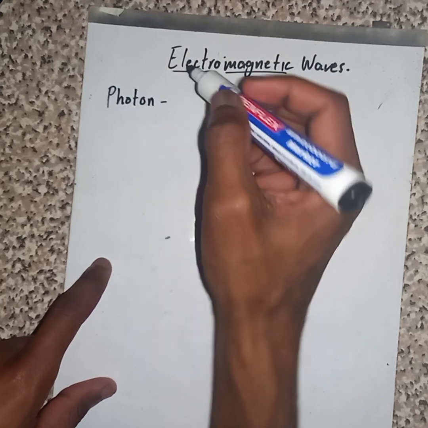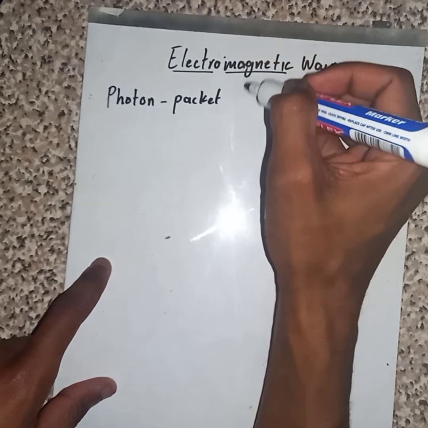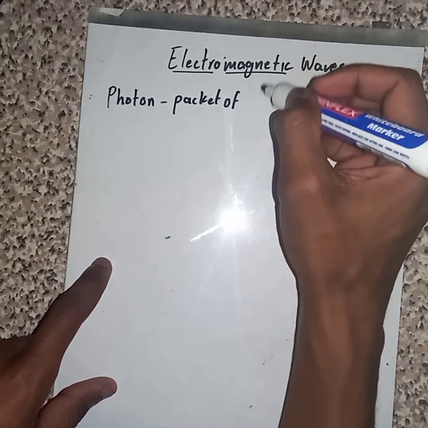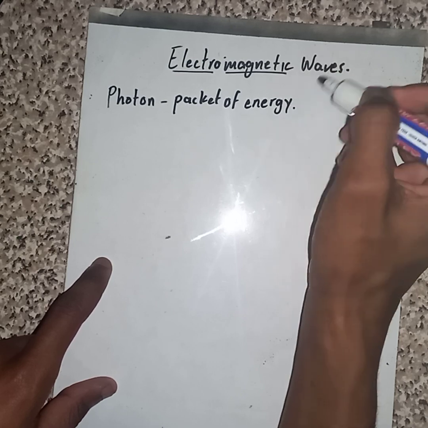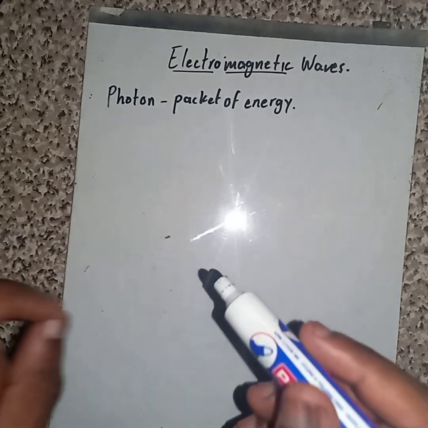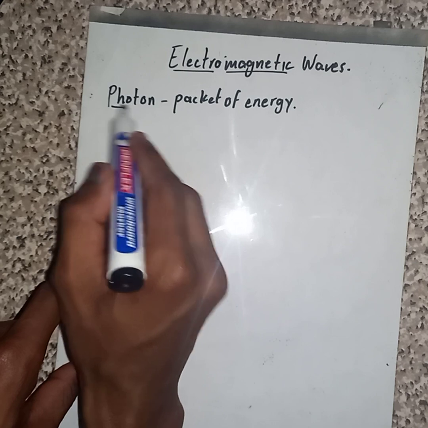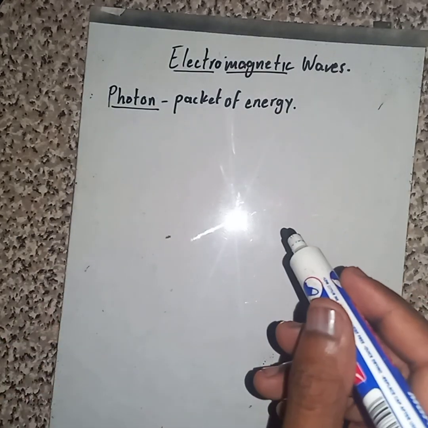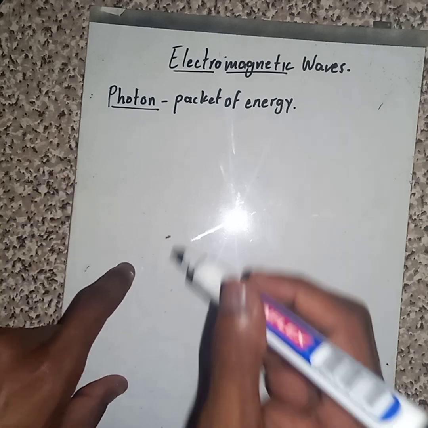The word photon is a packet, or the quantum of energy. The packet of energy. Each and every ray of light is made up of photons. Then how do we calculate the energy of that photon?